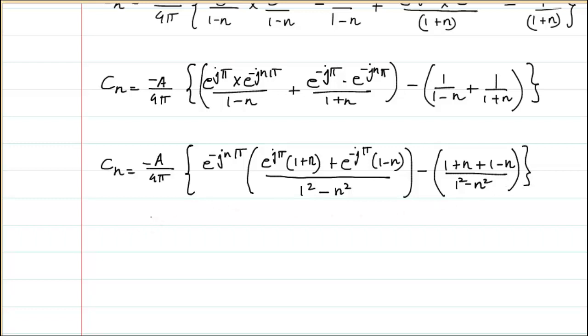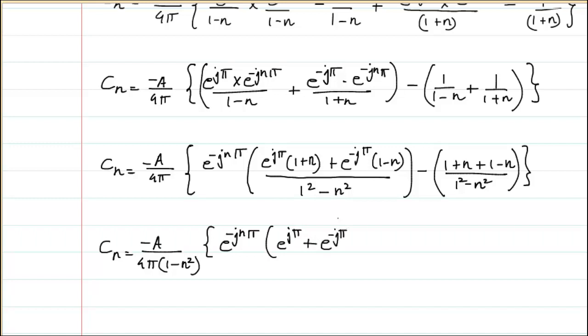where this 1 minus n square can be taken outside. So cn is equal to minus a by 4 pi (1 minus n square), that I have taken outside, and what remains is e raised to power minus j n pi and e raised to power j pi plus e raised to power minus j pi. I am adding up, then plus n times e raised to power j pi minus e raised to power minus j pi.